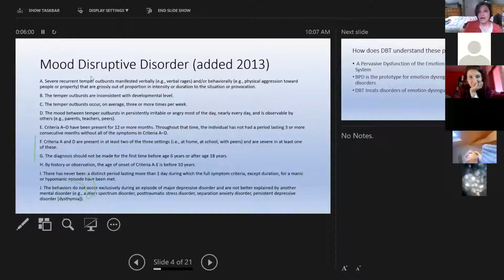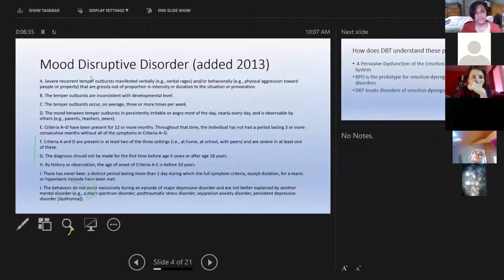Now, I want to highlight a disorder that's relatively new to the DSM. It was added in 2013, and it's called mood disruptive disorder. And this is all the criteria. I'm not going to go into all the criteria one by one. Basically, just to give you a sense that, with the new augment of the DSM, there is some indication that people understand that kids are having a hard time, that some children are having a severe time managing their outbursts, managing their emotions.